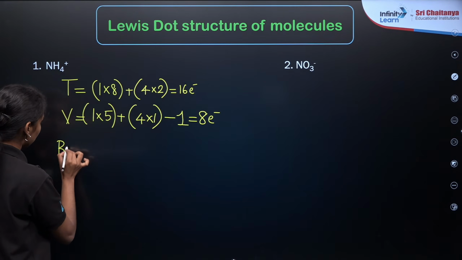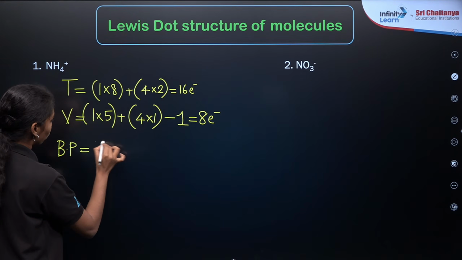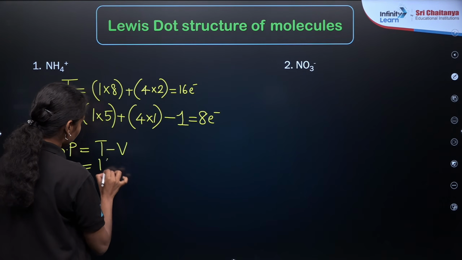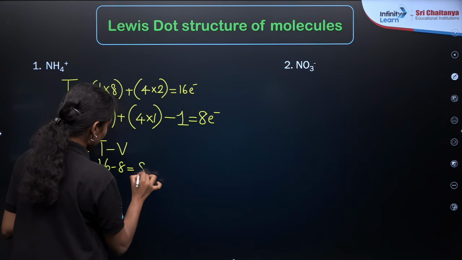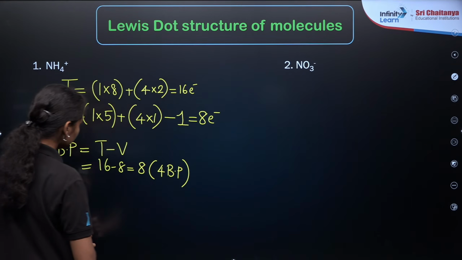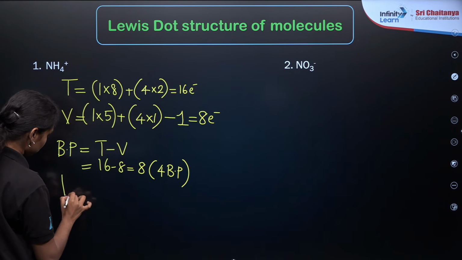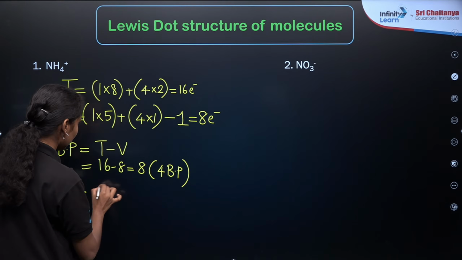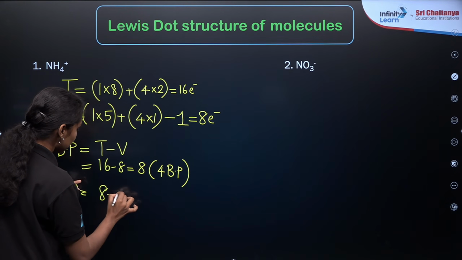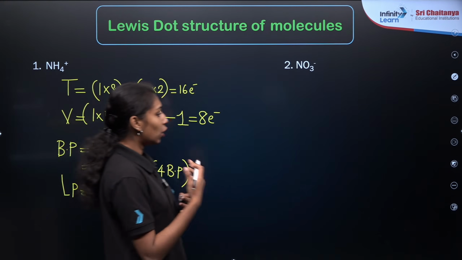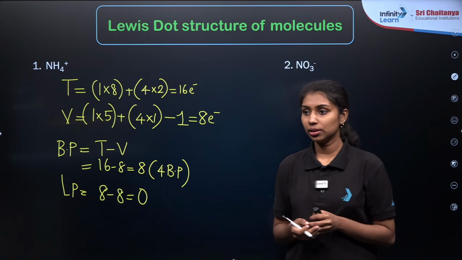Now the bond electrons is equal to total number of electrons minus total number of valence electrons. That is 16 minus 8 is equal to 8. 8 means 4 bond pairs, right? Then the lone pair is equal to V minus bond electrons. V is again 8 here, bond electrons is again 8 here, which means that there are no lone pairs present in the case of the NH4 plus ion. Now what will be the structure of this molecule?